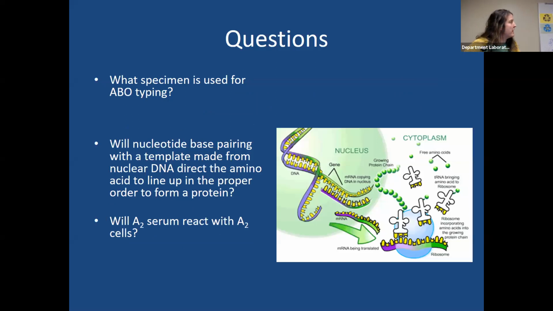What specimen do we use for ABO typing? We want an EDTA sample, and remember, we will use both patient red cells and patient plasma. We have to have both.